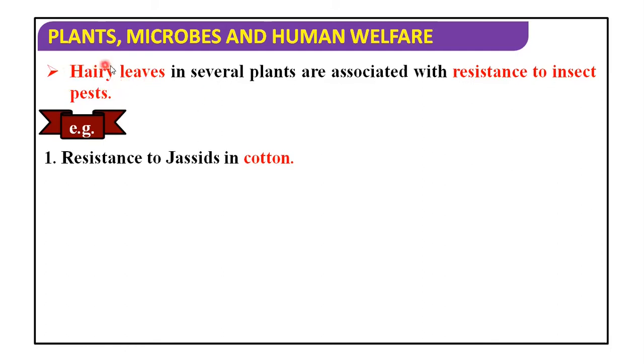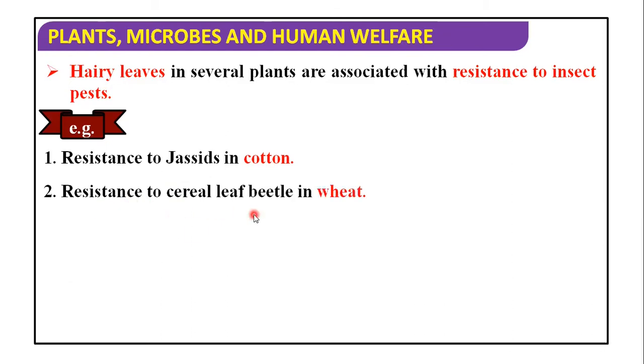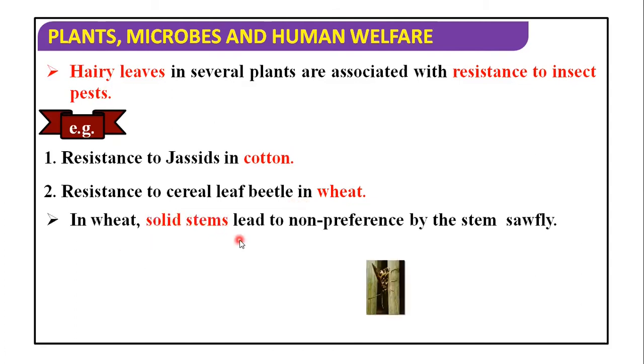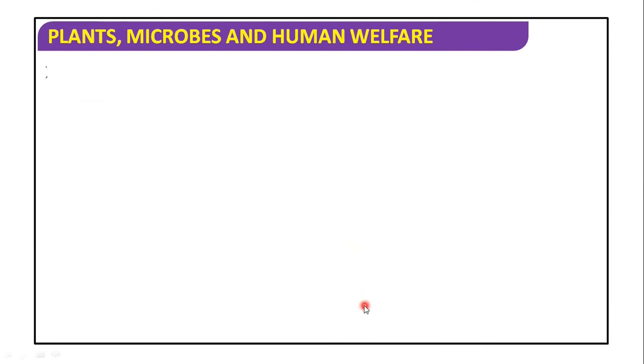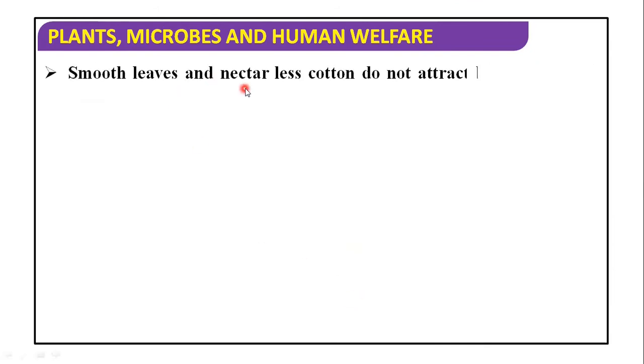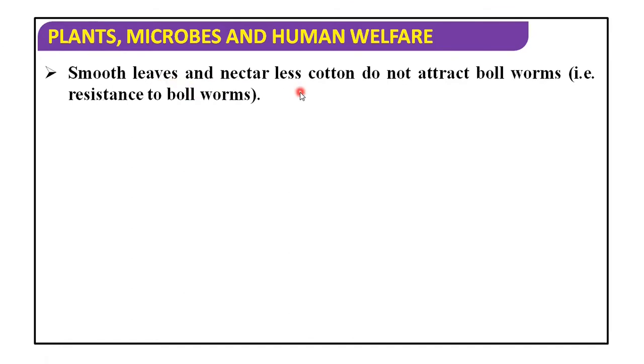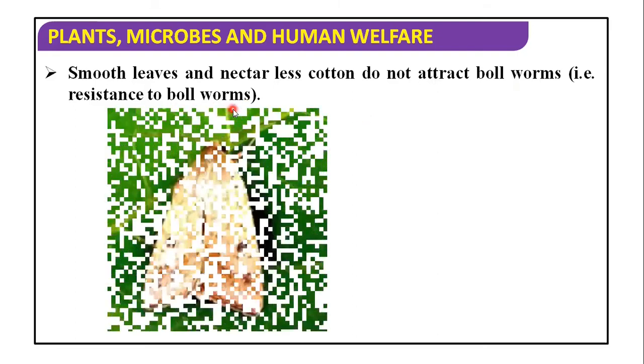So, for example, hairy leaves in several plants are associated with resistance to insect pests. For example, resistance to jassids in cotton, then second, resistance to cereal leaf beetle in wheat. Then in wheat, solid stem leads to non-preference by stem fly. Now, another characteristic is smooth leaves. Smooth leaves and nectar-less cotton do not attract the bollworm, that is, it can form the resistance to the bollworm.